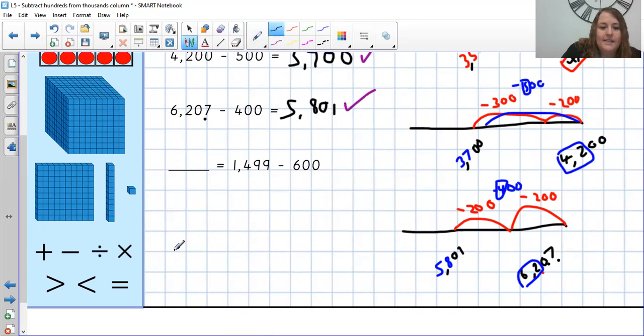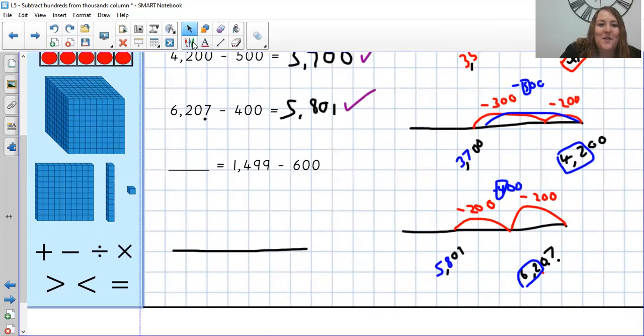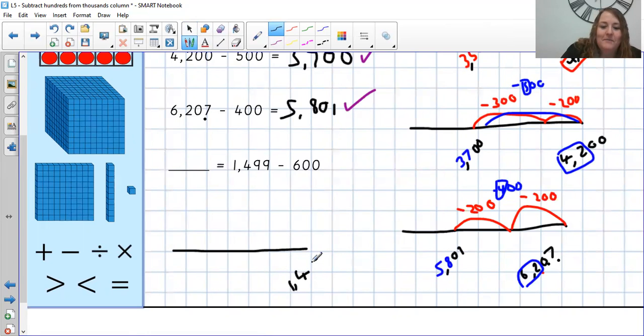Okay, last but not least, we know it doesn't matter what way round it is, but the question is asking if something is equal to 1,000. Oh, I'm not going to draw across my number line. That would be silly. 1,499, and we are subtracting 600. And I'm just going to show it in one jump here.